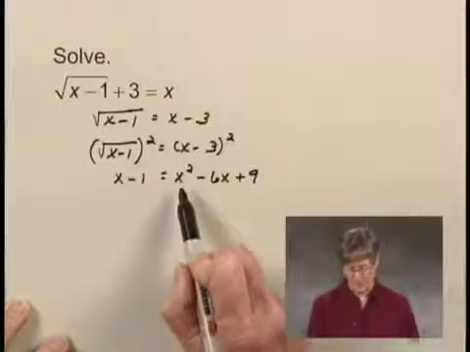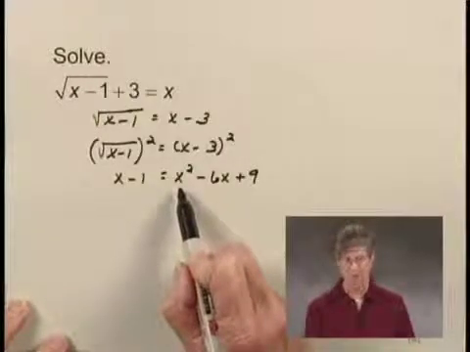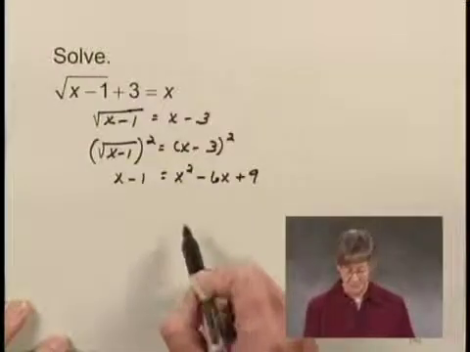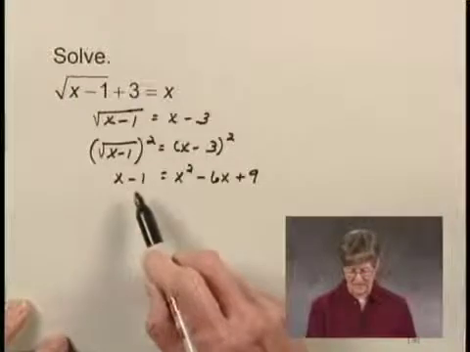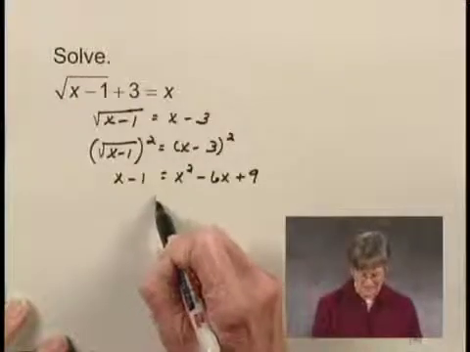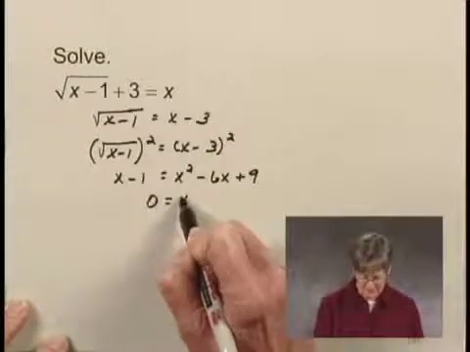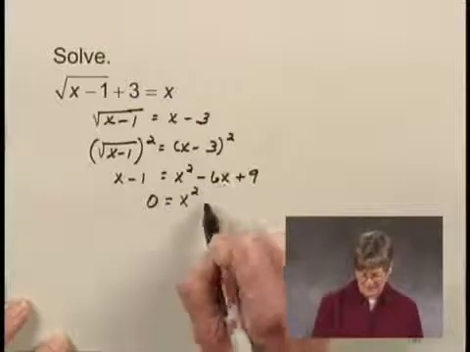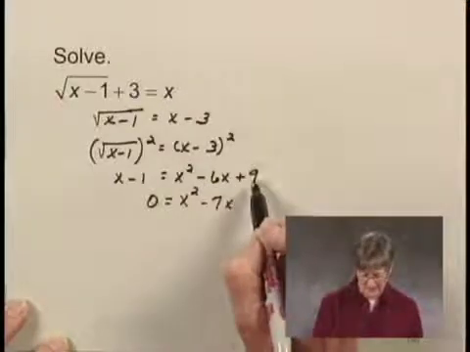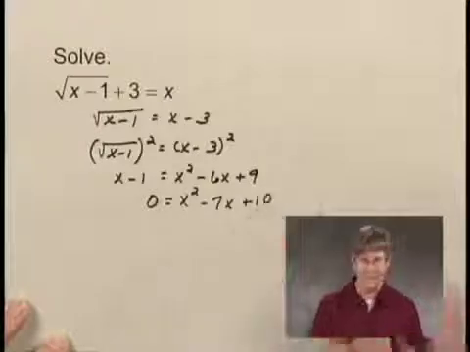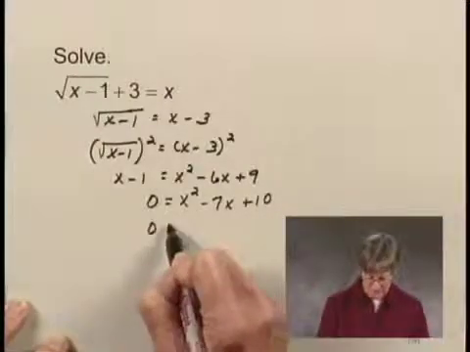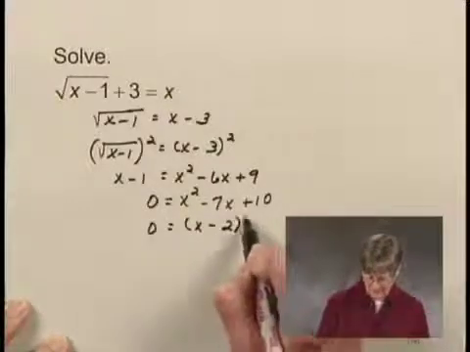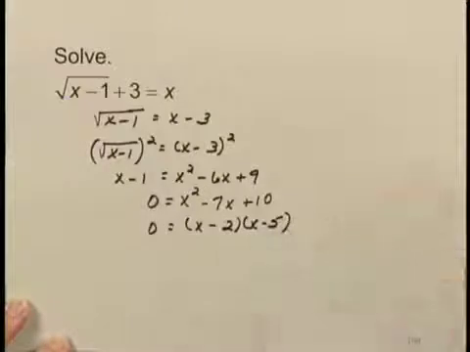Now I've got a quadratic equation here. I've got an x squared term, so I'm going to write all of the terms on one side of the equal sign and a 0 on the other. And to do that, I can subtract x and add 1 on both sides. That would give me 0 on the left, and on the right I would have x squared, and then I would have negative 6 times x minus x, or negative 7 times x, and I would have 9 plus 1, or 10. And now I want to factor x squared minus 7x plus 10, and that factorization is x minus 2 times x minus 5.